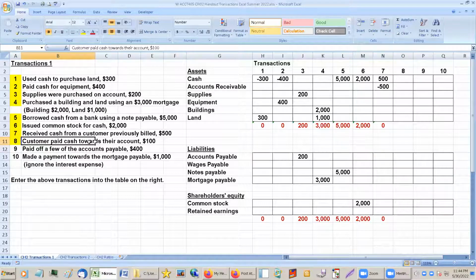Customer paid cash towards their account. That's the same thing. So they paid cash towards their account, $100. Okay, so they no longer owe us for 100. Seven and eight are the same. It's two ways of saying the exact same thing.